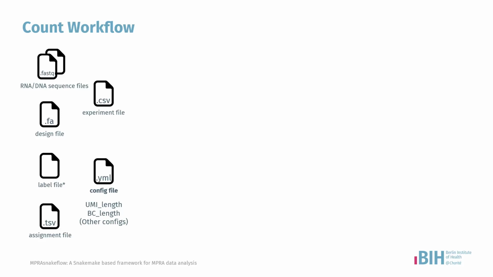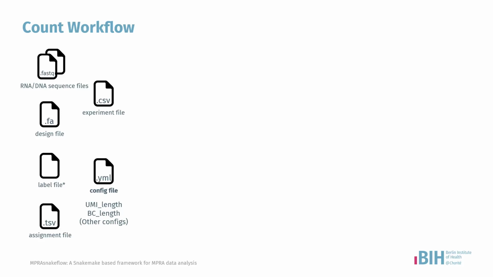A design file that has the sequences of the CREs, an optional label file if positive and negative controls are provided, and an assignment file that has the mapping of the barcodes and the CREs, and the most important config file, which has all the user inputs, such as the barcode length or the unique molecular identifier length, and other configs like file locations and experimental setups.